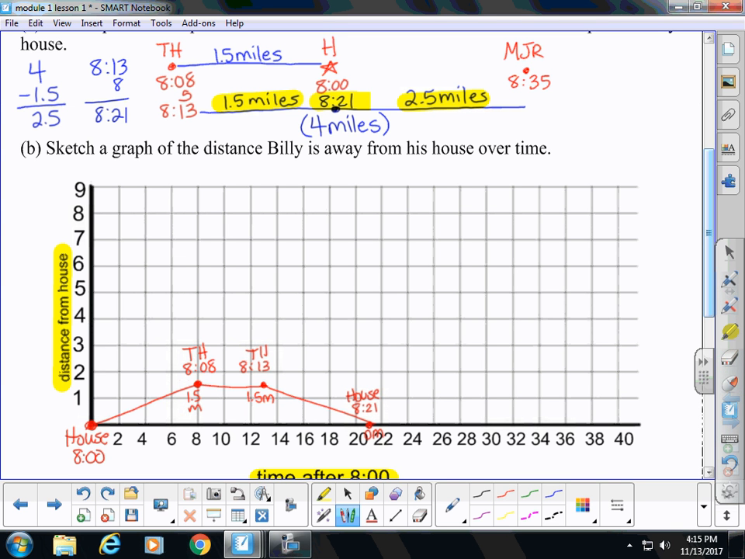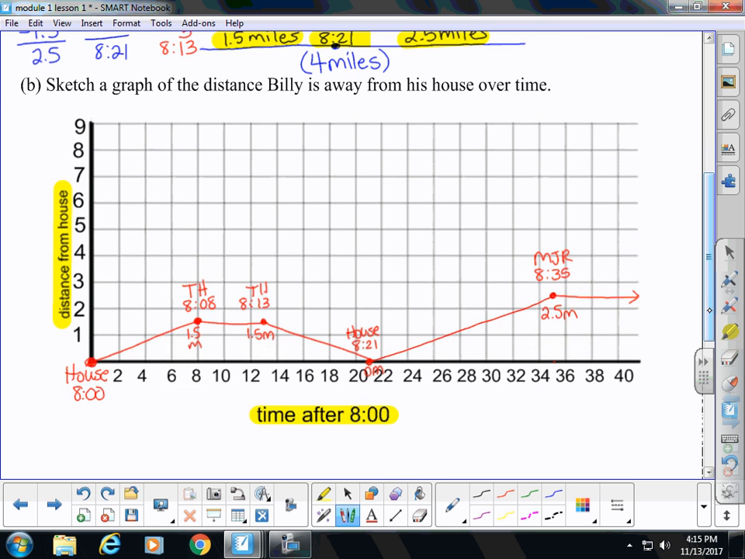Now he's going to go to MJR. He's going to get there at 8:35, so put down 35 on my graph, 35 on the X, and he's going to be 2.5 miles away from his house. So another ascending line. So now this one's MJR. It's 8:35, and he's now 2.5 miles away from his house. And they didn't tell us what happens after that point, but we're going to assume he stays at work. Because he's going to work. He's going to stay there for several hours. Most places you have to stay a minimum of 2 hours.